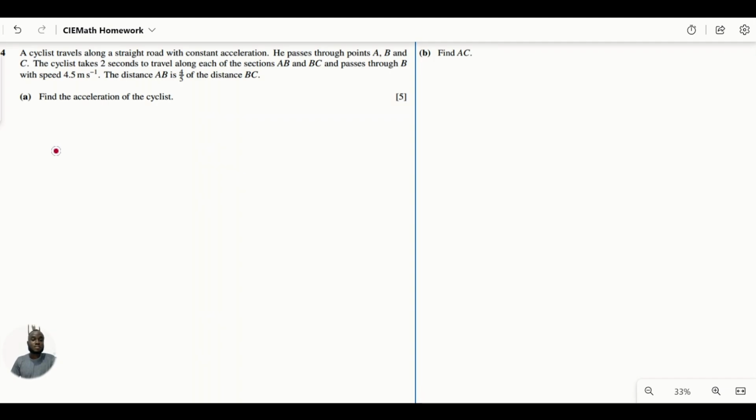Question 4 is in two parts. A body travels along a straight road with a constant acceleration. So this statement allows us to use all or any of the equations of constant acceleration. We have v equals u plus at, v squared equals u squared plus 2as, and so on and so forth. So let me just list the equations here for us to see how I'm going to use them.